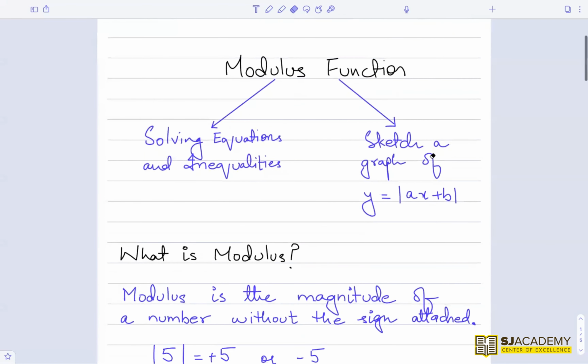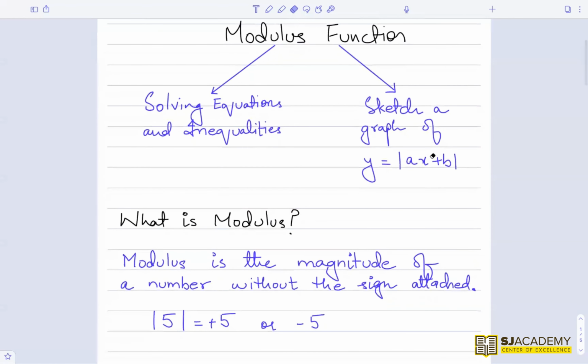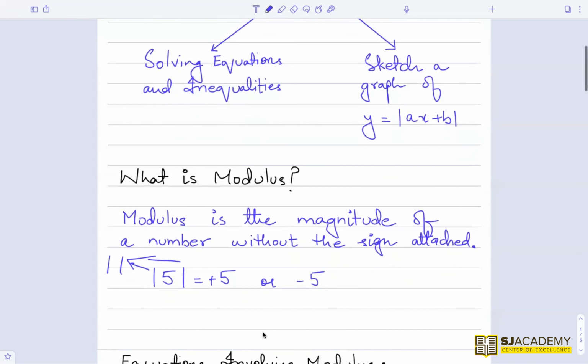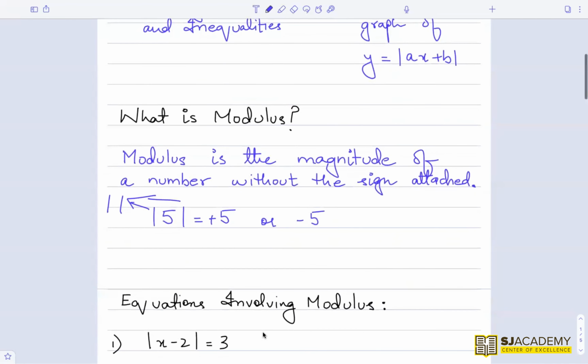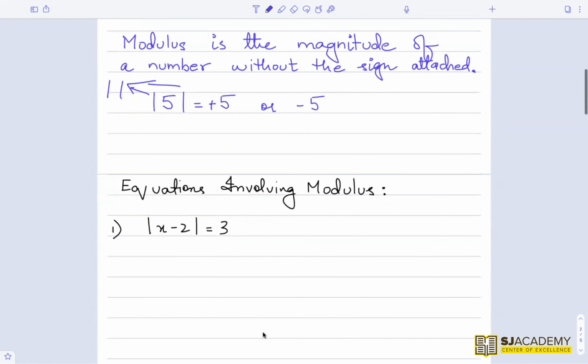Before we go on to the equations, we need to understand what a modulus is. Modulus is the magnitude of a number without the sign attached. This is the sign of the modulus function, and it can represent either a positive or a negative number. Let's try and solve a couple of equations involving modulus function.